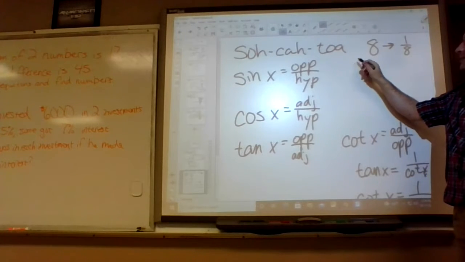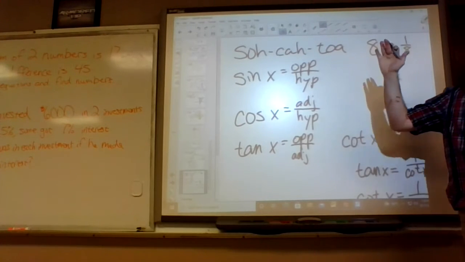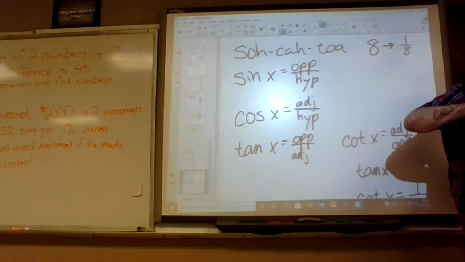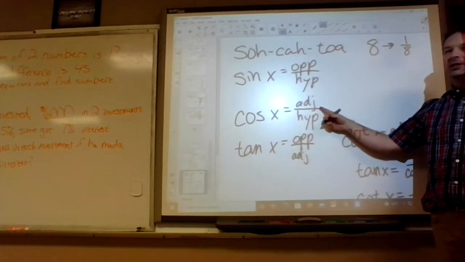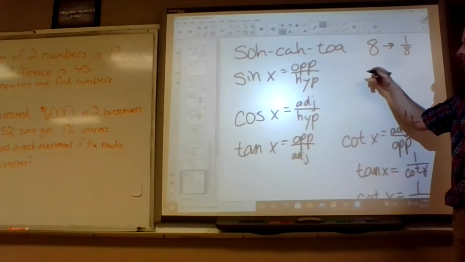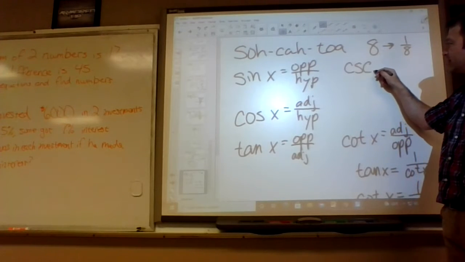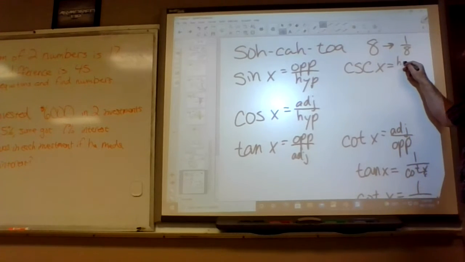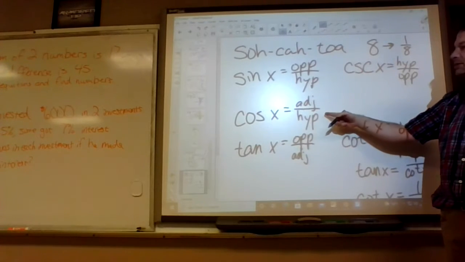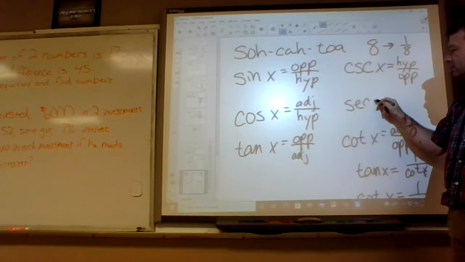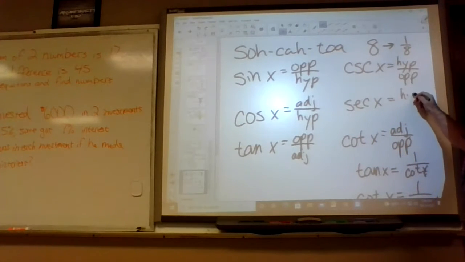So this part's a little trickier. There's a reciprocal function called secant and one called cosecant. You might think cosecant would go with cosine, but it doesn't. They're switched around. So cosecant actually goes with sine. So it's hypotenuse over opposite. That's cosecant. And secant goes with cosine. So it's hypotenuse over adjacent. I always get this switched.